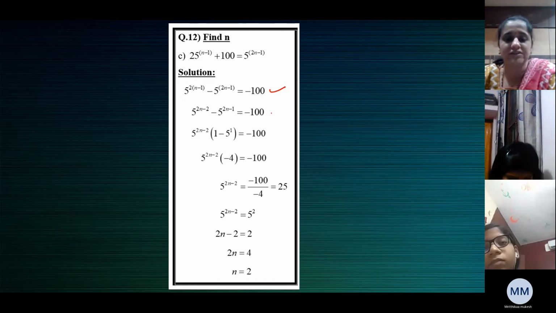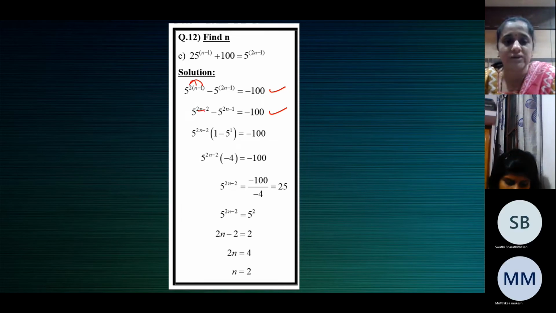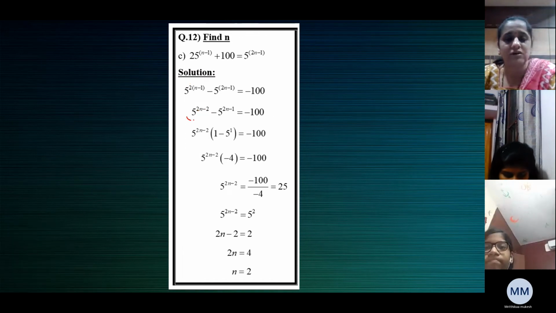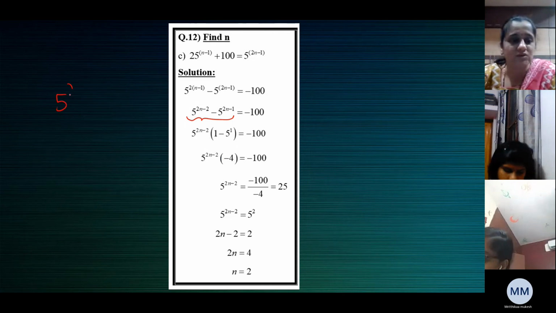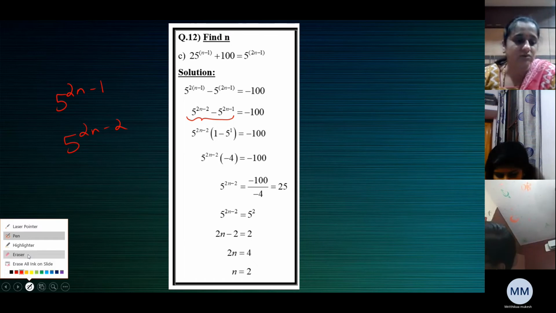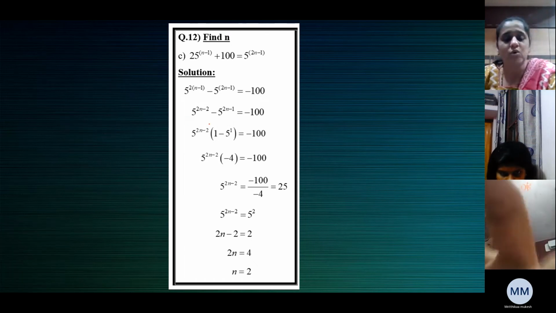Do we understand the first and second step? Yes, Ma'am. All right, so here I've just multiplied 2 with the terms inside the bracket. 2 into n is 2n and 2 into minus 1 is minus 2. Now we need to take out common between these two terms in the LHS. You can take out 5 to the power 2n minus 1 common or 5 to the power 2n minus 2 common, anything. Both can be taken out.